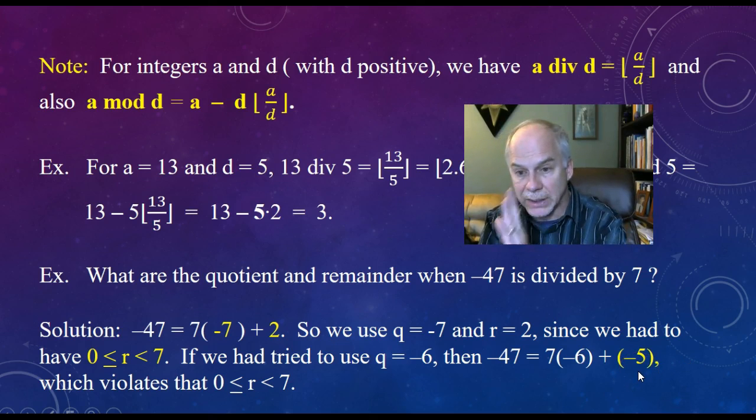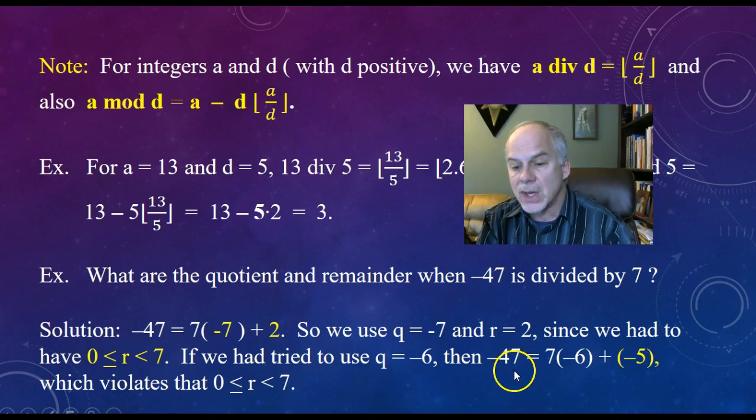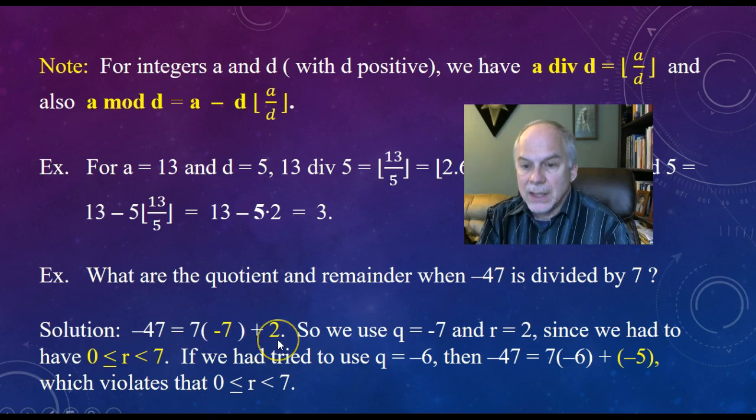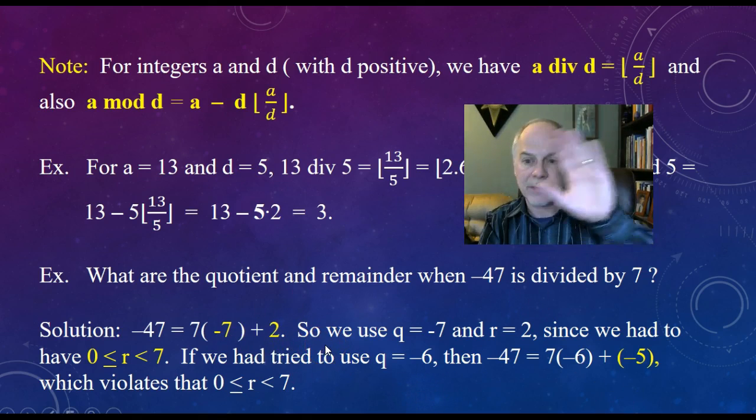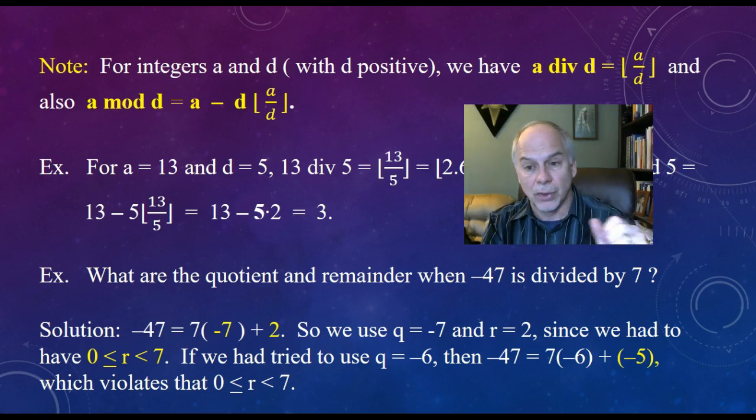It has to be between 0 and the divisor, in this case between 0 and 7. So we had to use negative 7 for the quotient so that we could have a positive remainder. Okay? So you sometimes have to go further to the negative side so that your remainder is then positive. So you'll have some questions on the homework like that.